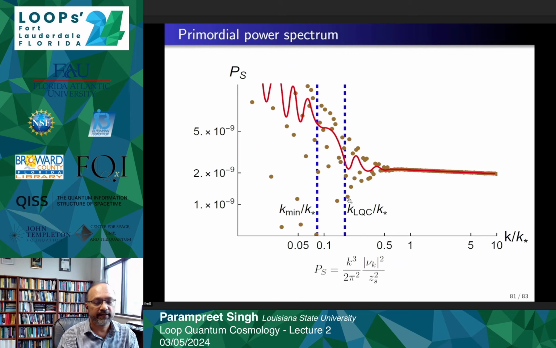And the idea is that, yes, this blue line shows the window which has been chosen, where whatever happens in this regime, which is a departure from GR, will be captured in this primordial power spectrum, and then you will be able to see it in the angular power spectrum.